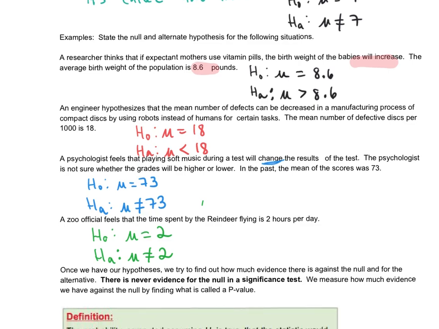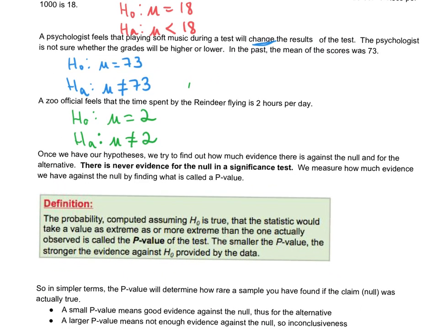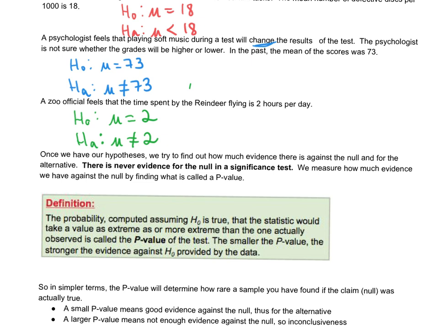Okay, so now we have our hypotheses. What we're going to try to do is figure out how much evidence there is against the null for the alternative. So we're trying to figure out how much evidence there is to say this one's false. And if that one's false, then obviously this one's true, because these are basically contradictory statements. So when we're trying to find this evidence, we're trying to find out how much evidence there is for the alternative based on the null.